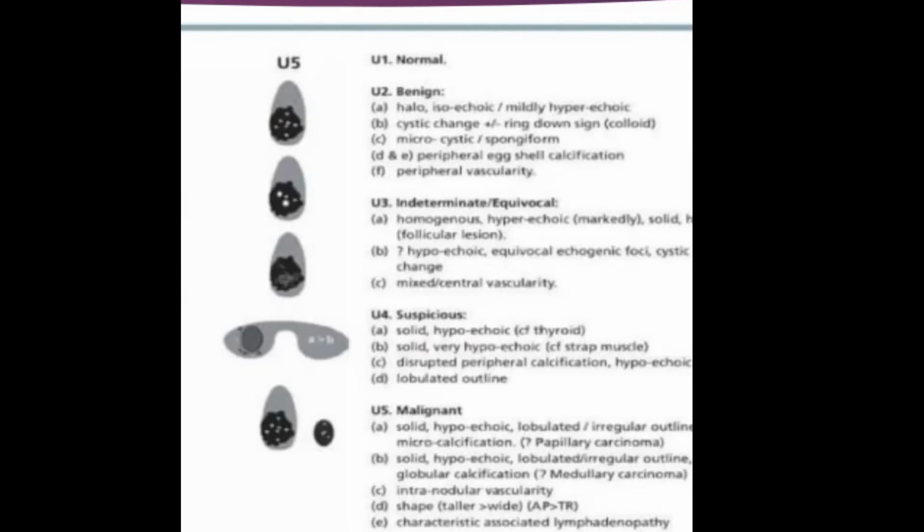So those are two different things. So don't go and scan a patient tomorrow with calcification and say, oh, this is definitely U5. No, it doesn't work that way. You can just describe that there are coarse calcifications.